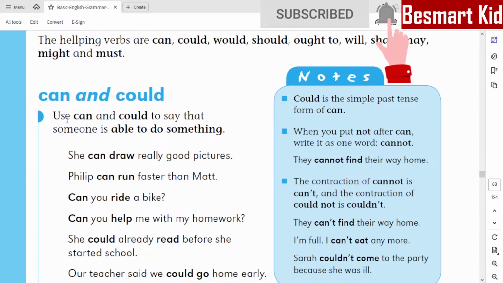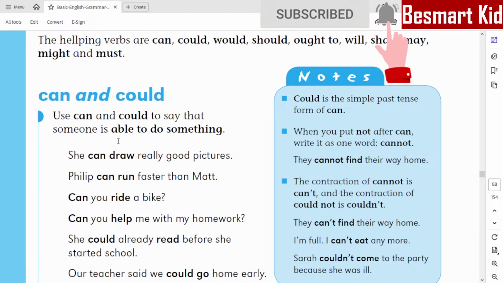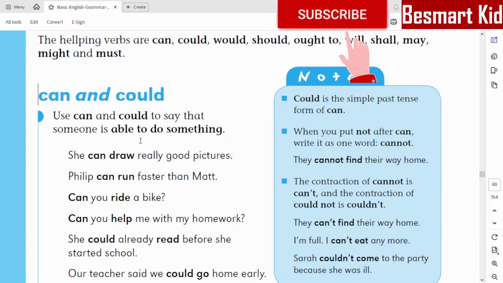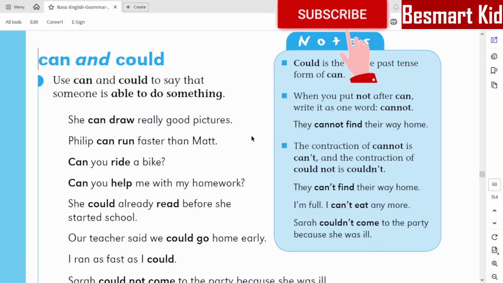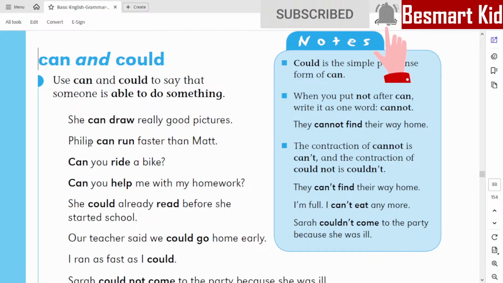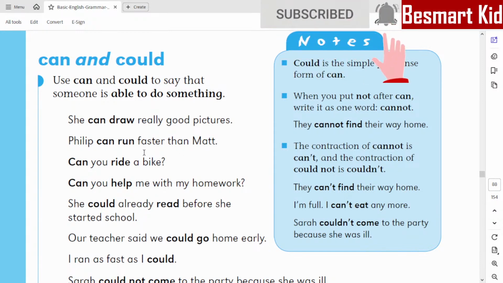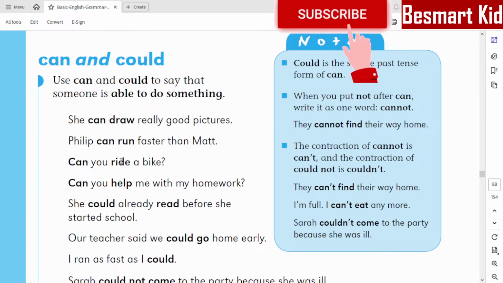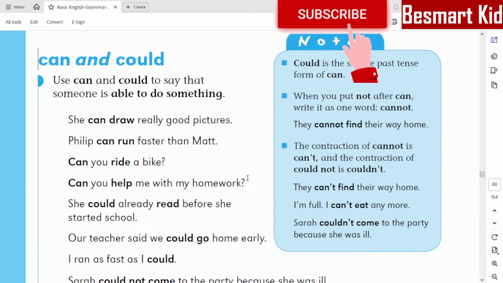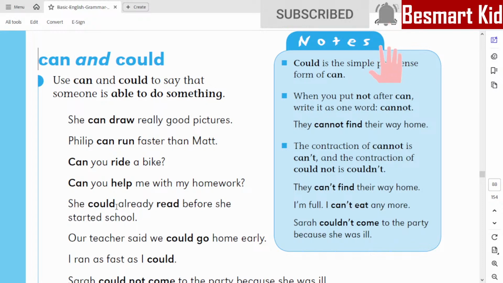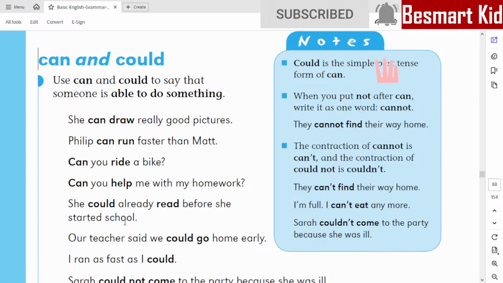Can and could. Use can and could to say that someone is able to do something. She can draw really good pictures. Philip can run faster than Matt. Can you ride a bike? Can you help me with my homework? She could already read before she started school.